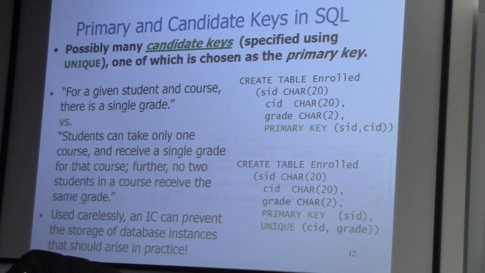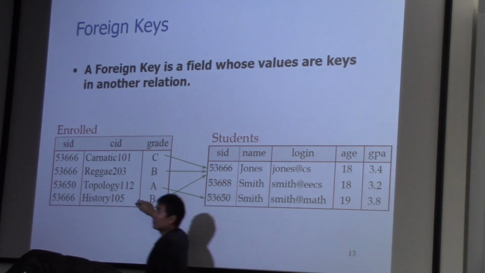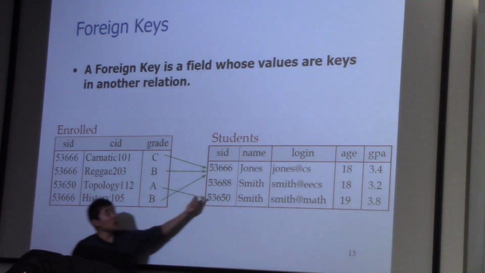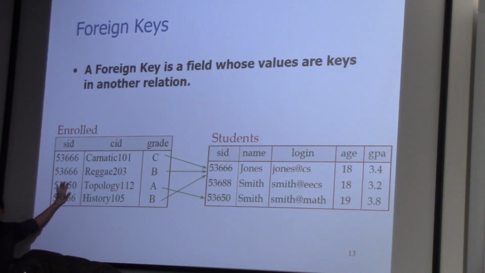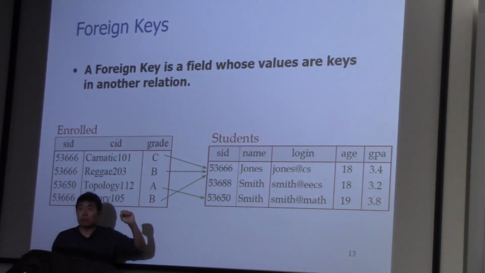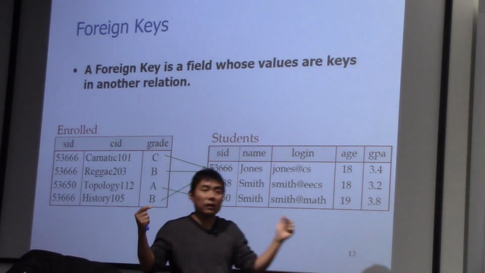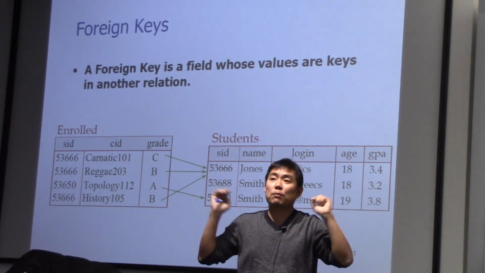Lastly, I'm going to talk about foreign keys. A foreign key is a field whose values are keys in another relation. So now let's look at this setup. I have a students table and an enroll table. The key for my student table is student ID. But I also use student ID in the enroll table to indicate which student has taken which class. So that student ID field in the enroll table is what we call a foreign key because it is a key in another table. The purpose of a foreign key is to link records across multiple tables. So you can think about foreign keys as pointers to another table.